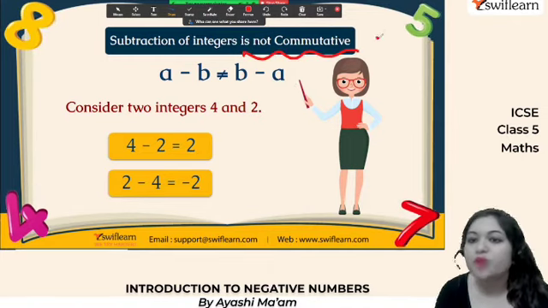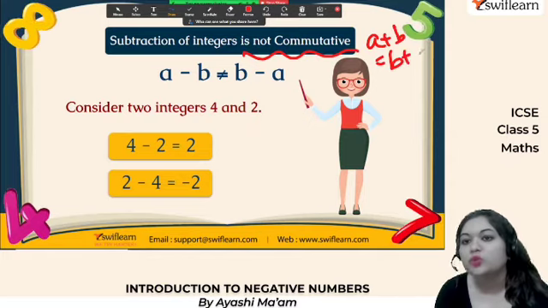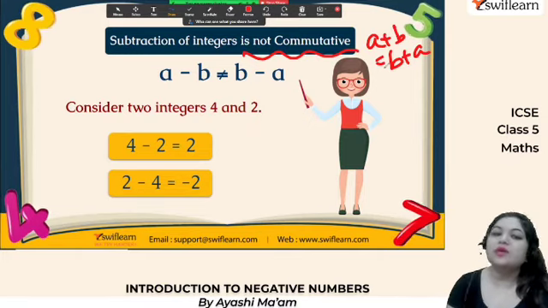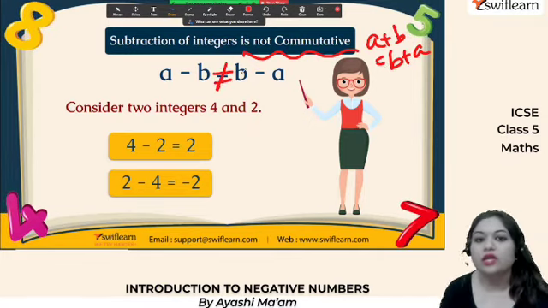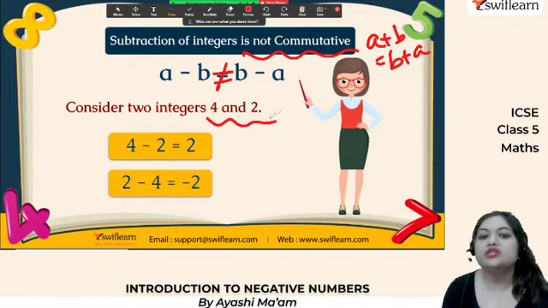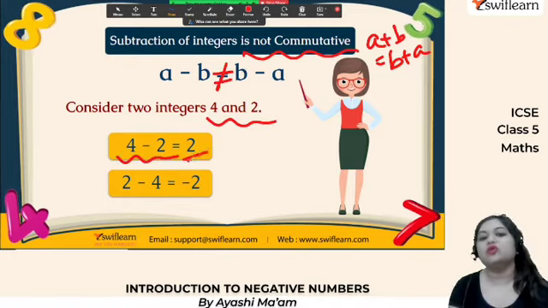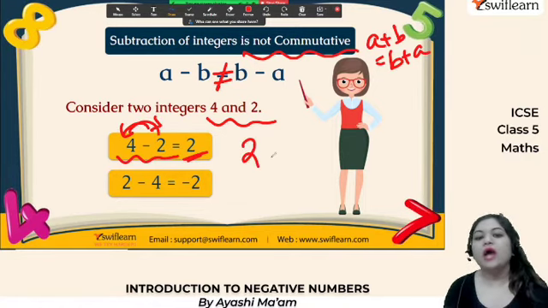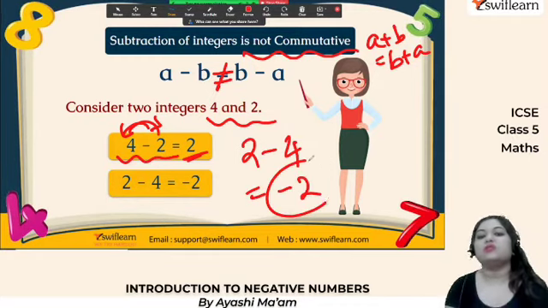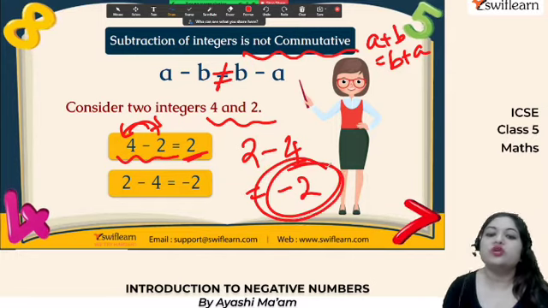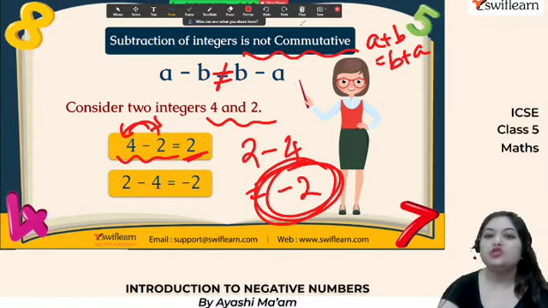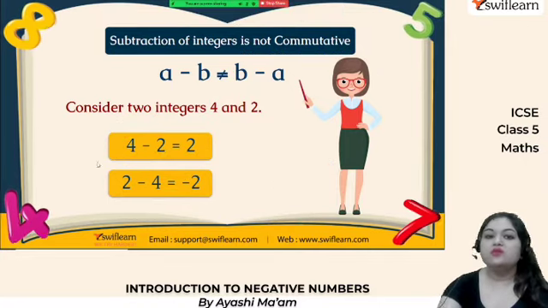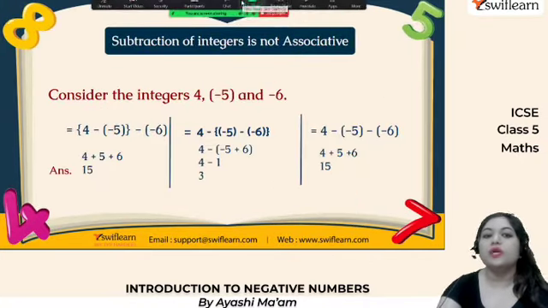What was the commutative property for addition? a plus b is equal to b plus a. But this is not the same case with subtraction. This is not equal. Okay. For example, if you take two integers 4 and 2, if you do 4 minus 2, you will get the answer as 2. But if you reverse the position, that means if you write 2 at first and then 4 after that, then you will get the answer as minus 2. 2 minus 4 is going to give you minus 2. So these two answers are not the same. That means the subtraction of integers is not going to be commutative.